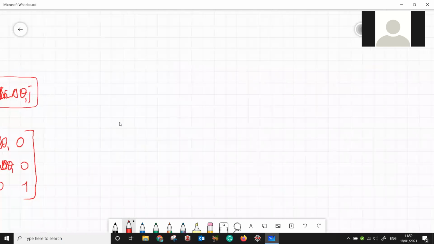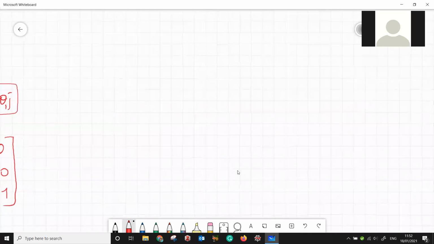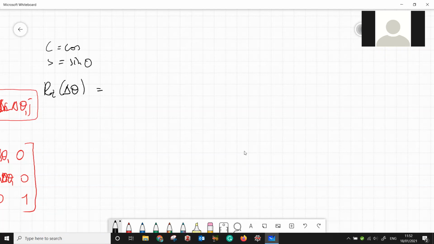Maybe we could further elaborate this one. The derivation, if you really want to prove something, you can refer further. But for us now, I think the concept could be enough. So I will have rotation about z of delta theta, where C means cos and S means sine: cos delta theta 1, minus sine delta theta 1, sine delta theta 1, cos delta theta 1, 0, 0, 1, 0, 0.